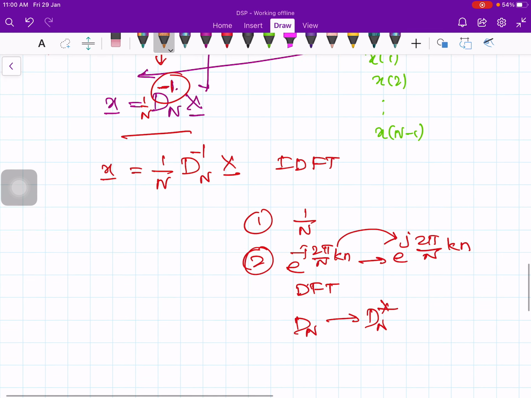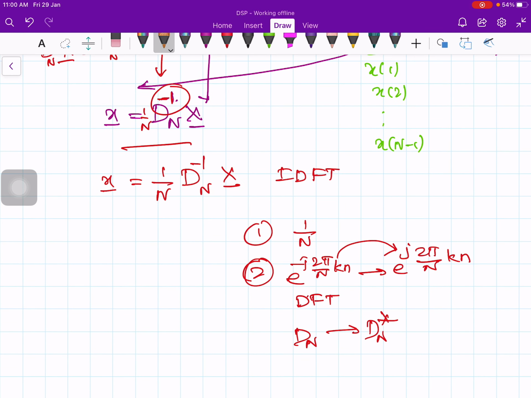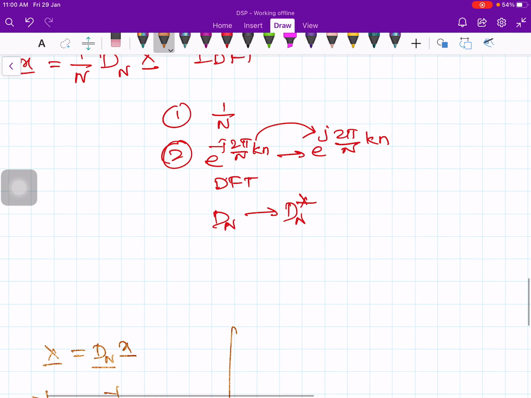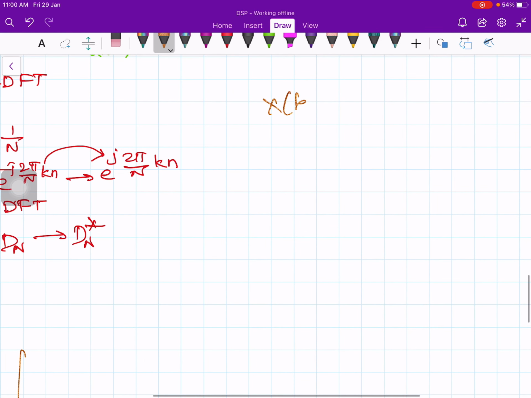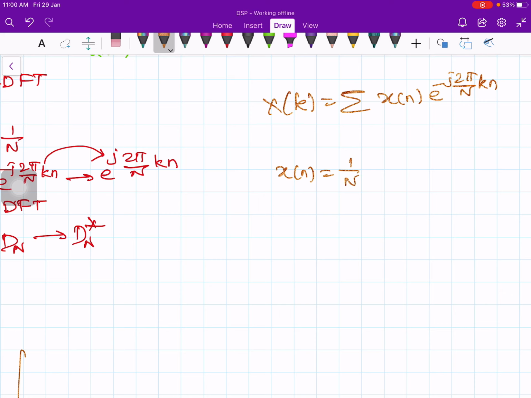But conceptually, if you take the two formulas, your X of k is equal to summation of x of n e to the minus j 2 pi by capital N kn. Your x of n is equal to 1 by capital N summation of X of k e to the plus j 2 pi by N kn. Here there is a minus symbol and there is no minus symbol. So how do you move from this side to this? You take the complex conjugate.